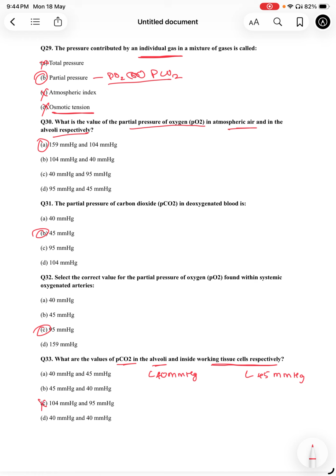104? No. 40 mm? No. 40 to 45? Yes. So option A. So basically, alveolar air has 40 mmHg. Okay. Metabolic active tissue cells, they constantly synthesize CO2. So they have to maintain an intercellular PCO2 of 45 mmHg. So there's a gradient. So basically, the gradient ensures that the CO2 diffuses out of the tissue into the blood and from the blood into the alveoli. Okay.